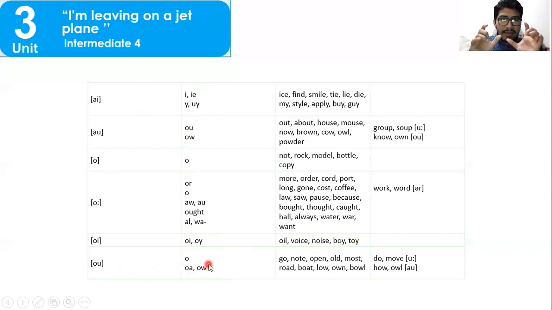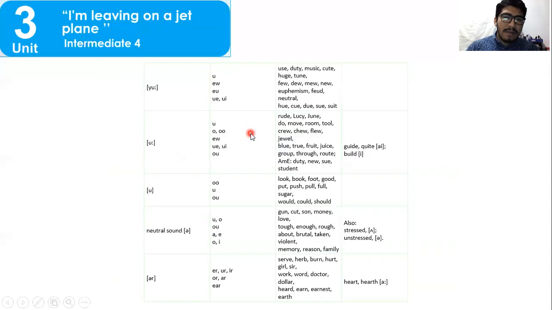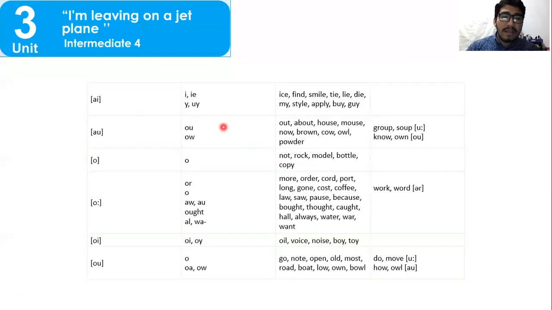O sea, si la palabra en inglés se escribe con esas letras que tú ves así, entonces posiblemente tiene esas pronunciaciones. Porque recuerden, miren acá: acá tiene la I normal, y acá tiene la I normal también, y las pronunciaciones varían. Entonces acá va a depender muchísimo de cómo nosotros vamos a manejar esa parte. ¿Sí? Miren: oh, go, note, open, old, most, road, boat, low, own, ¿ok? En bowl.